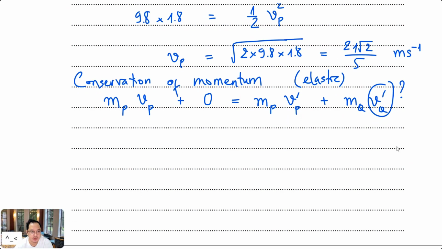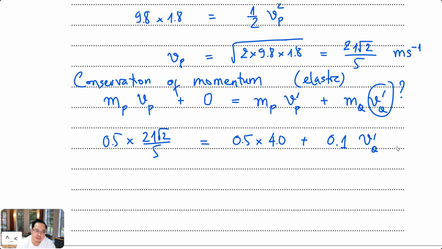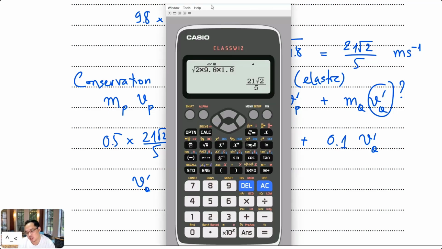Okay, this will be easily found by solving this equation, plugging the numbers into it. The mass of P is 0.5 kilogram, the velocity here is 21 square root 2 over 5, and then equal to 0.5 here. The speed after collision is 4, given to one significant figure. And the mass of Q here is 0.1 kilogram, and VQ dash is the speed after the collision that we need to find. Solving the equation with the calculator.